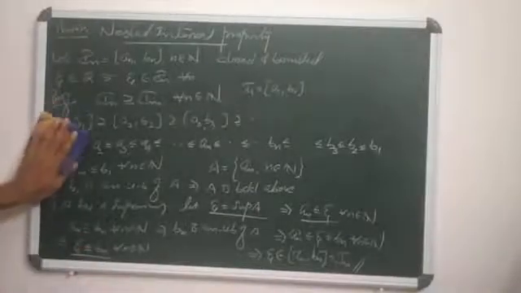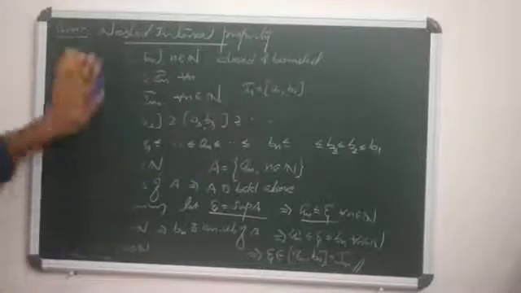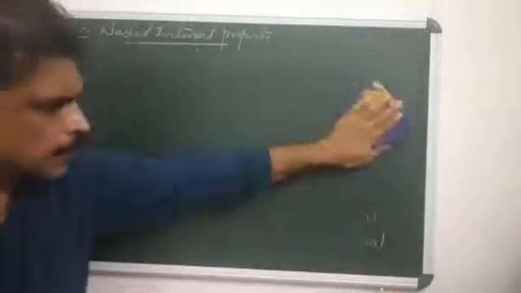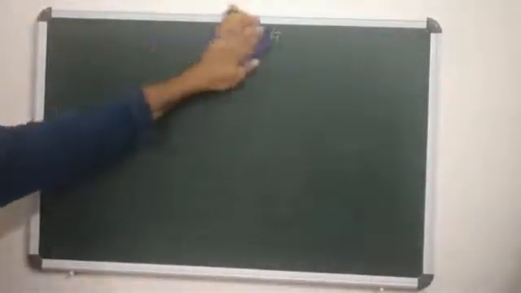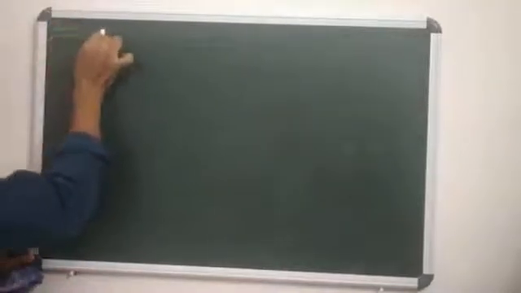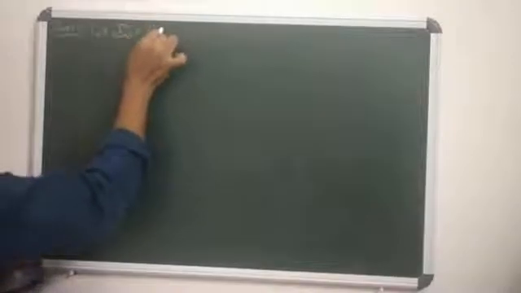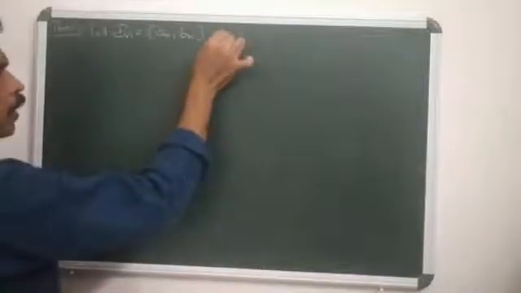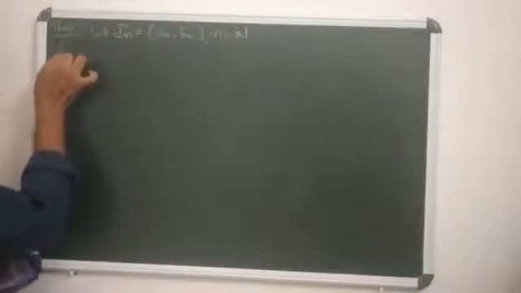Okay. Now there is another result that is related to this nested interval property. Let In equal the closed interval [An, Bn] for all n in N be a nested sequence of closed and bounded intervals such that the length of In. What is the length of In?